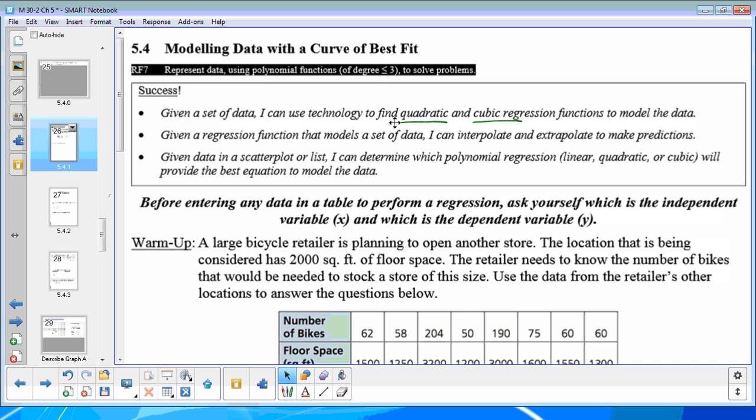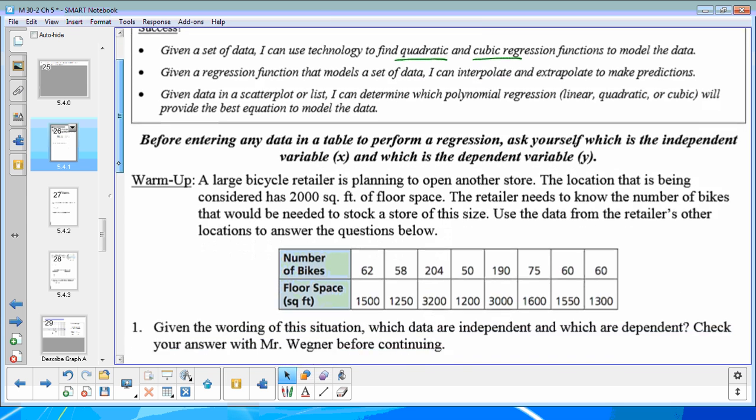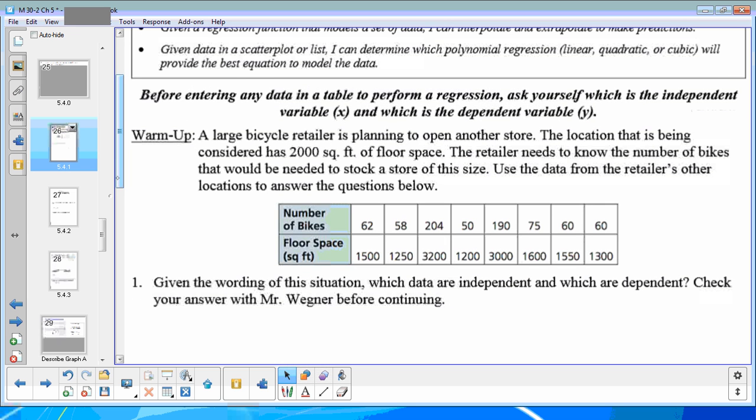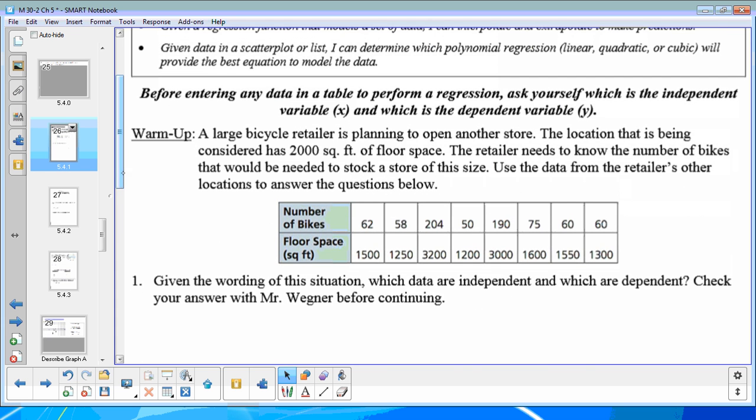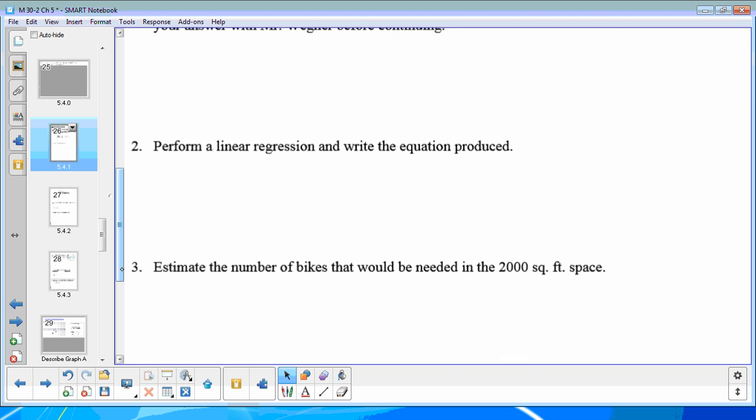Yes. What makes it linear? Is it because it has just two groups of values, like the number of bytes and the floor space? Not necessarily. For this one, I asked you to do a linear regression. What it has to do with is how the data trends. We're going to talk about that more in the next lesson, but we can talk about it now.